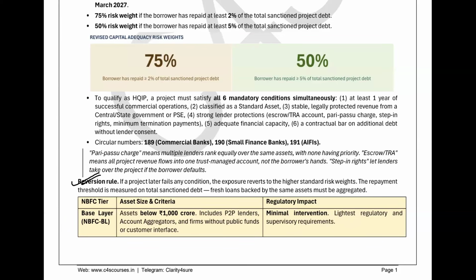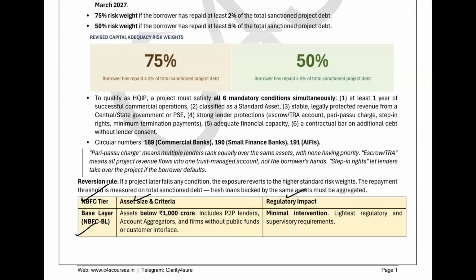Now, reversion rule. Reversion rule, what it is telling about, if a project later fails any condition, the exposure reverts to the highest standard risk weight. The repayment threshold is measured on total sanctioned debt. Fresh loans backed by the same asset must be aggregated. ये याद रख लेना, ये for the revision I have told you, but this is static portion that has been mentioned. NBFC tier, asset size and criteria and regulatory impact, what it is having.